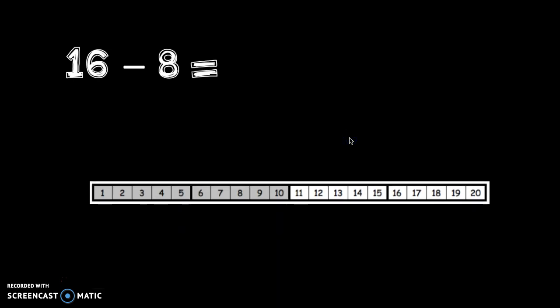There's my number path. I'm going to go ahead and circle the number that I'm going to start with. So what number am I going to start with jumping? That's right, 8, because that's the number I'm subtracting. I'm going to start at 8, then I'm going to jump to a 10. How many do you add to 8 to get to 10? Yep, 2. So that's what number I'm going to write above my jump.